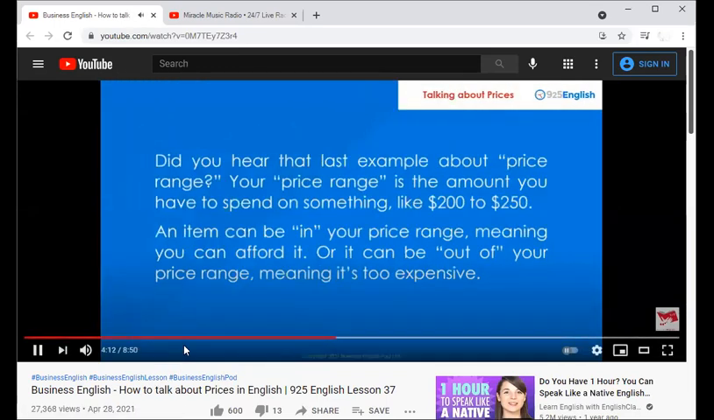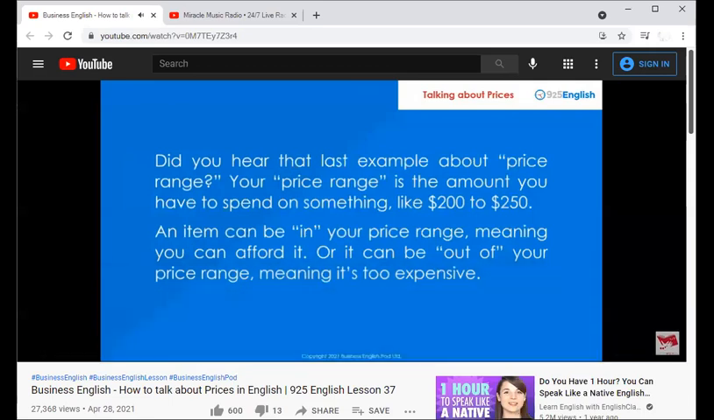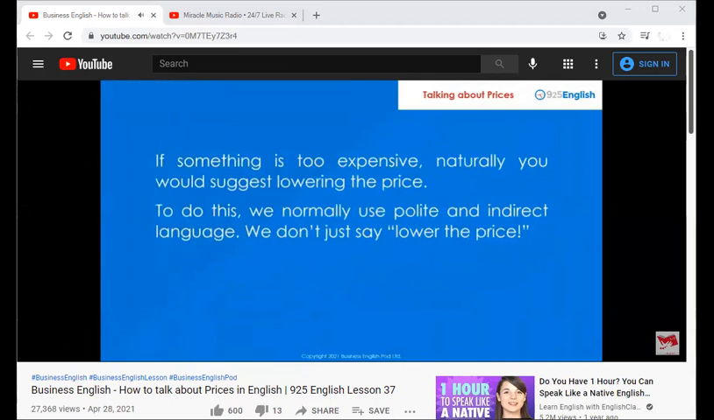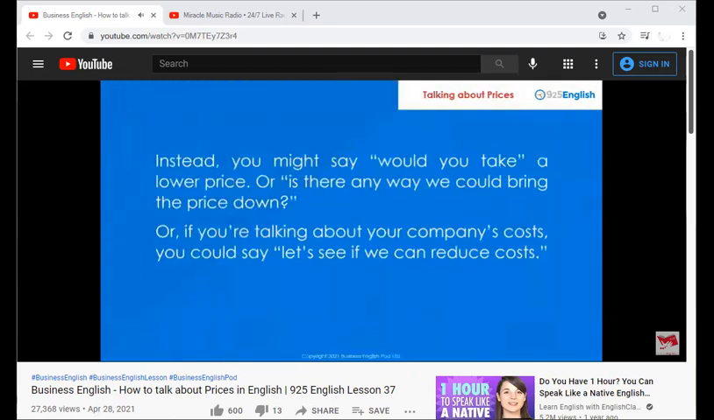Did you hear that last example about price range? Your price range is the amount you have to spend on something, like $200 to $250. An item can be in your price range, meaning you can afford it, or it can be out of your price range, meaning it's too expensive. If something is too expensive, naturally, you would suggest lowering the price. To do this, we normally use polite and indirect language. We don't just say, lower the price. Instead, you might say, would you take a lower price? Or, is there any way we could bring the price down? Or, if you're talking about your company's costs, you could say, let's see if we can reduce costs.